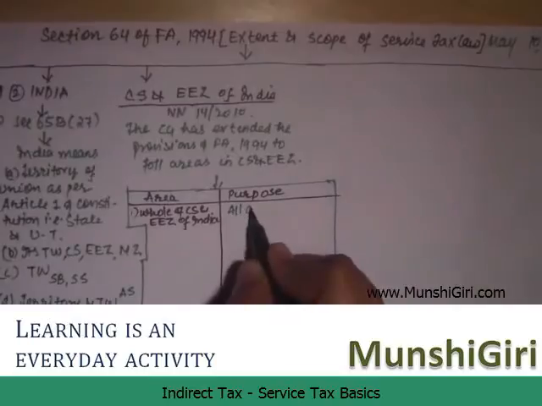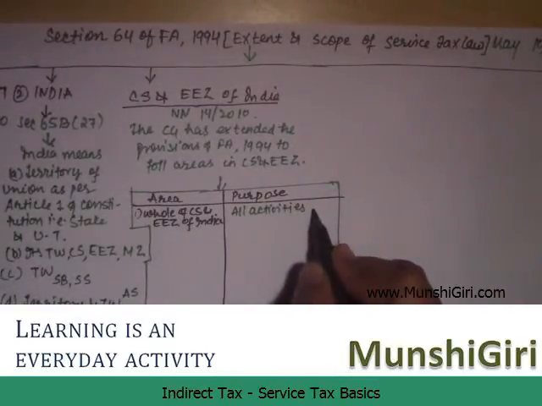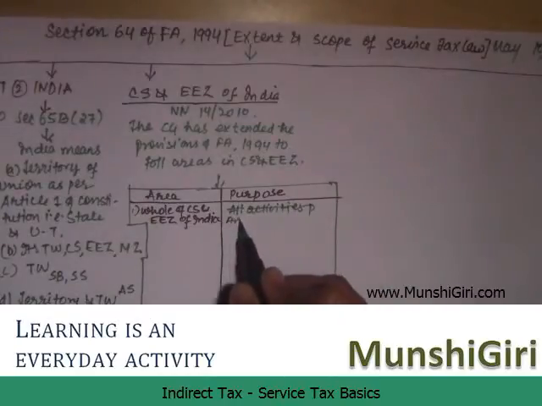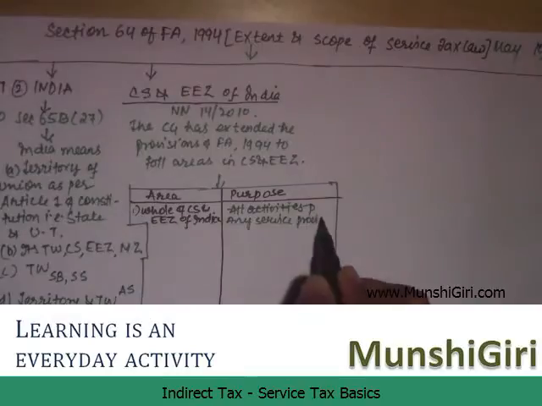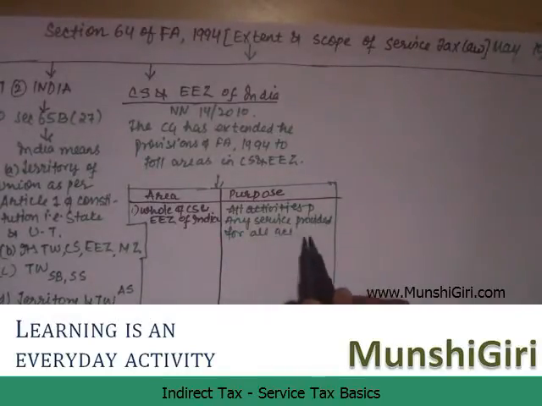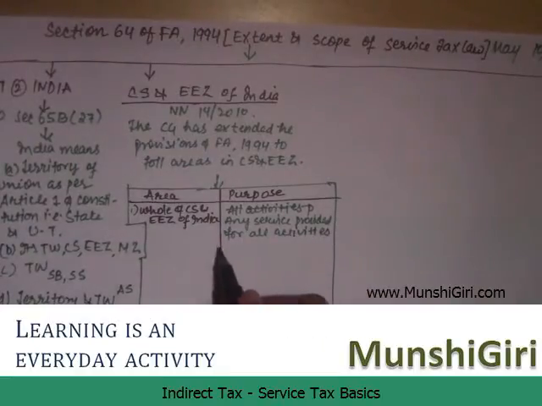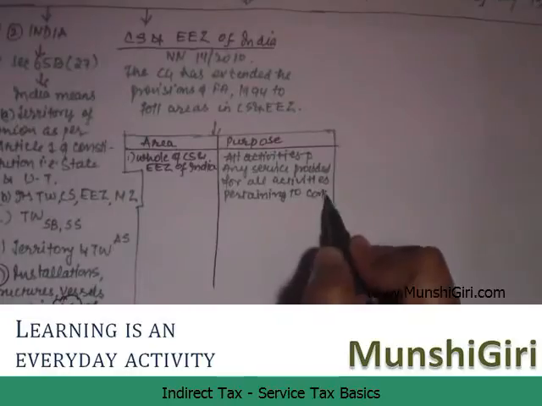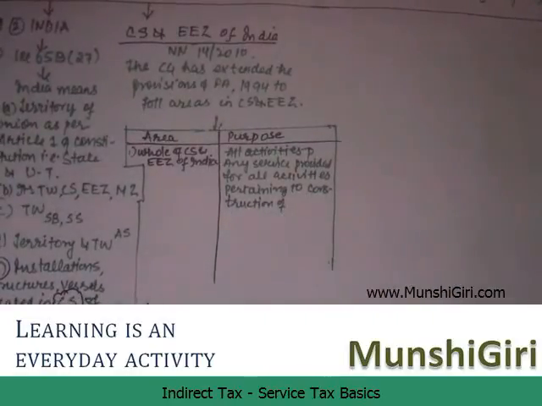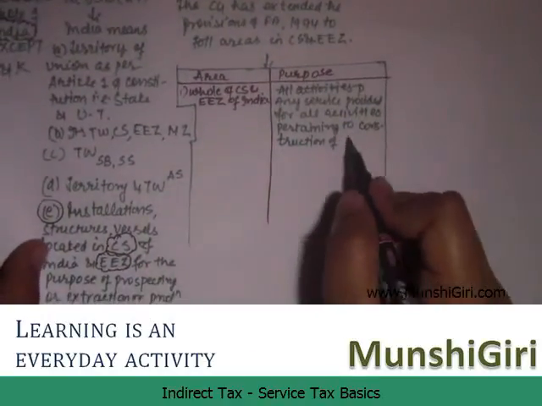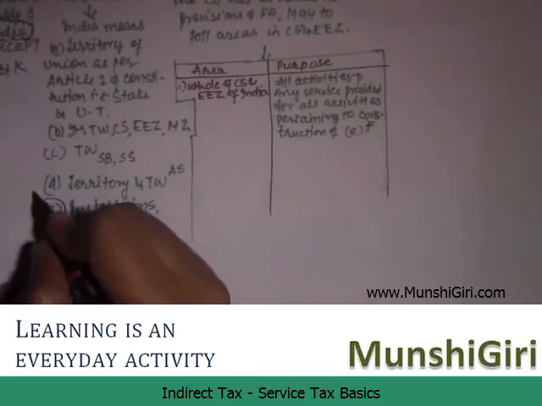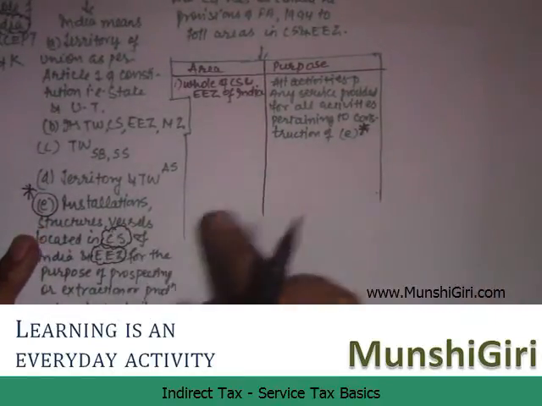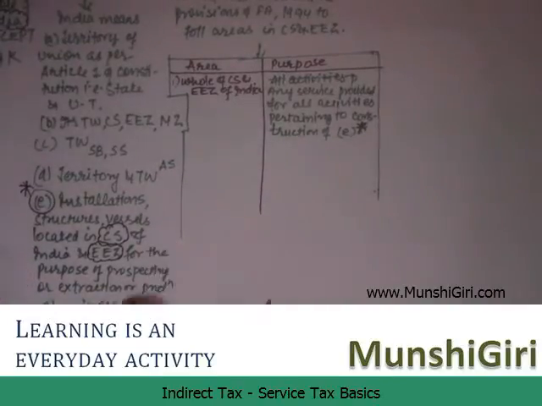So this is all activities, any service provided for all activities pertaining to construction of installations, structures. So I'm marking it E here and marking a star here. Let me mark it with black pen. Now this is same, all right? So construction of E means you have to copy it from here. Installation, structures, vessels located in continental shelf.